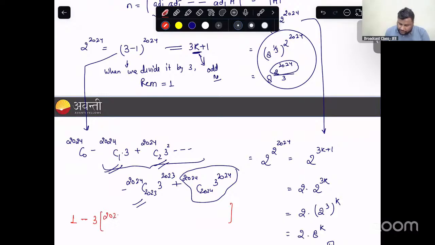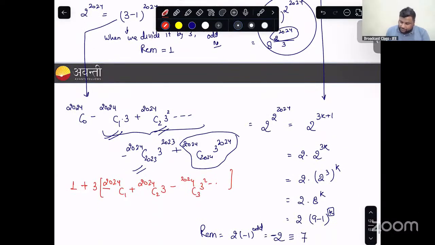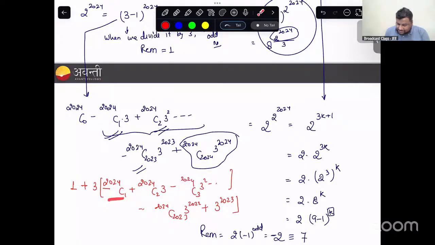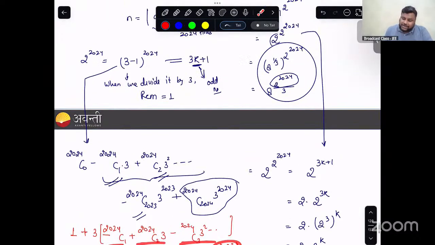2024 C1 plus 2024 C2 into 3 minus 2024 C3 into 3 square and so on. Second last term will be 2024 C2023 3 raised to the power 2022 and last will be 3 raised to the power 2023. See, every term is even. This is even, this is even, this is even, this is even. Only this is odd. Means the quotient when I divide by 3 is going to be odd. That is why I have written 3k plus 1 where k is odd.